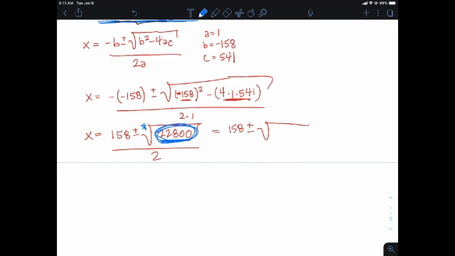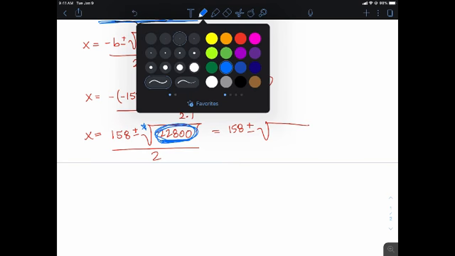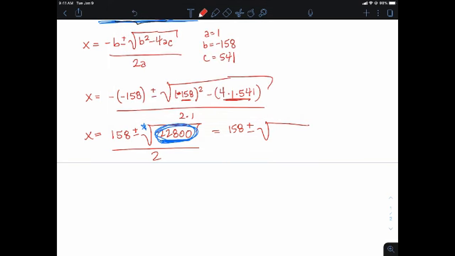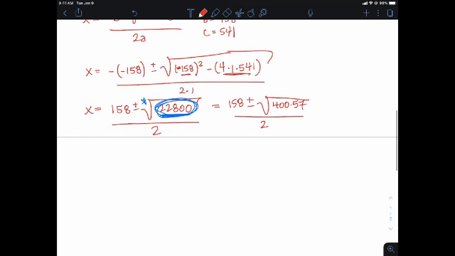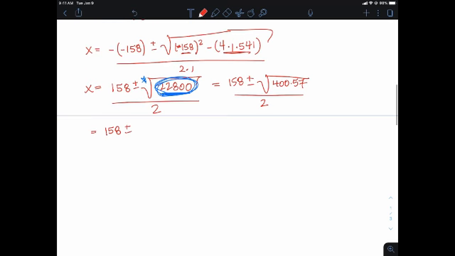So 22,800, I just started with the big ones. So divided by 12 squared, divided by 13 squared, divided by 14 squared. And when you go through that process, you see you can make it a perfect square of 457. Again, if you need to do this in a series of repeated simplifications, that's cool too. You do you. So equals 158 plus or minus the square root of 400 is 20.